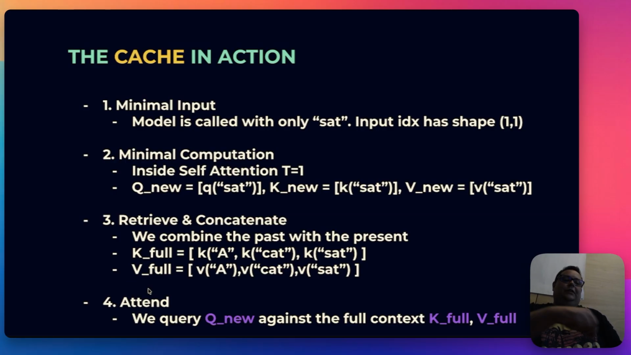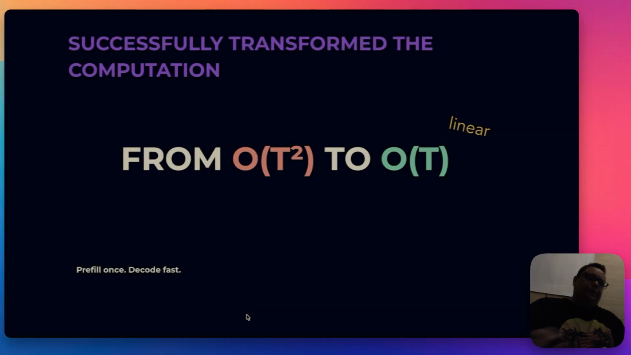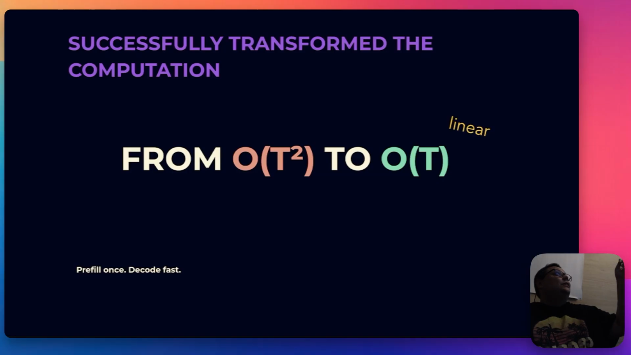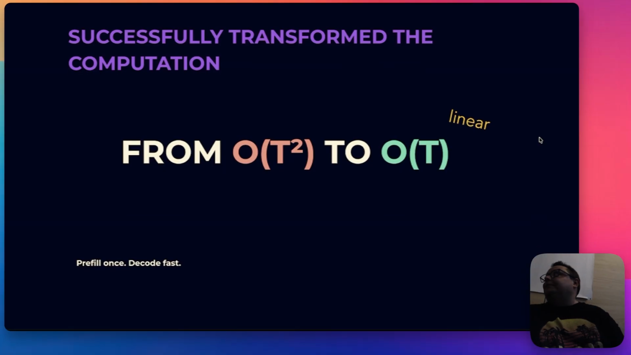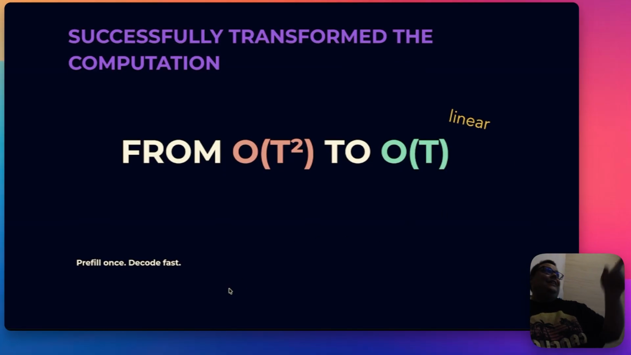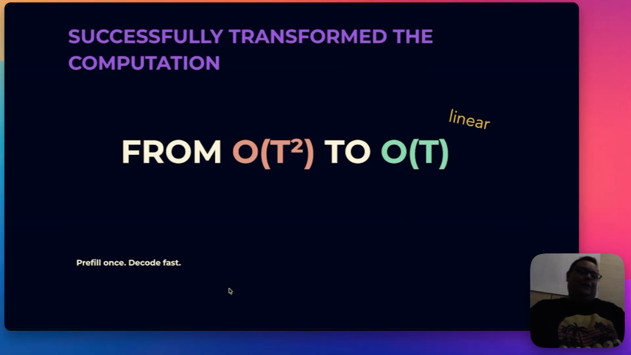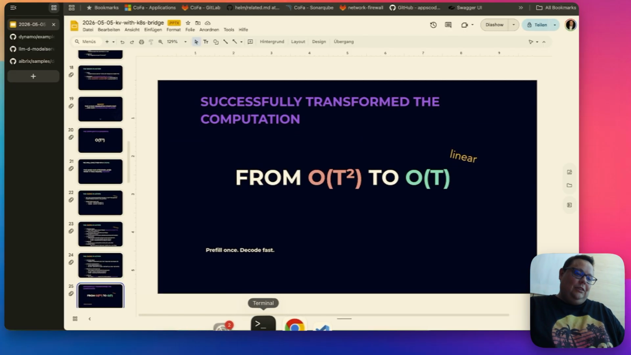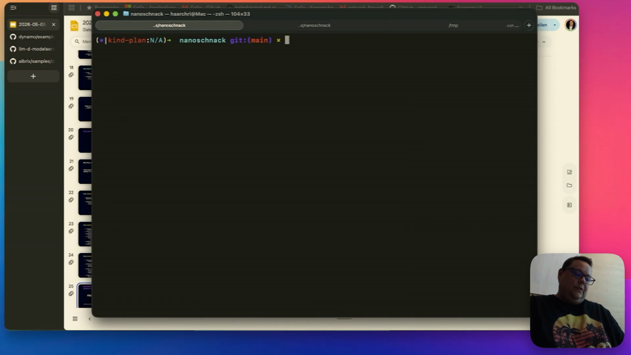And the intent is we only query with Q new against K full and V full. The interesting part here is we eliminated our quadratic issue: the cost per token is now O(T) and linear. The idea here is prefill once and then decode fast. And I can show this now in action a little bit.